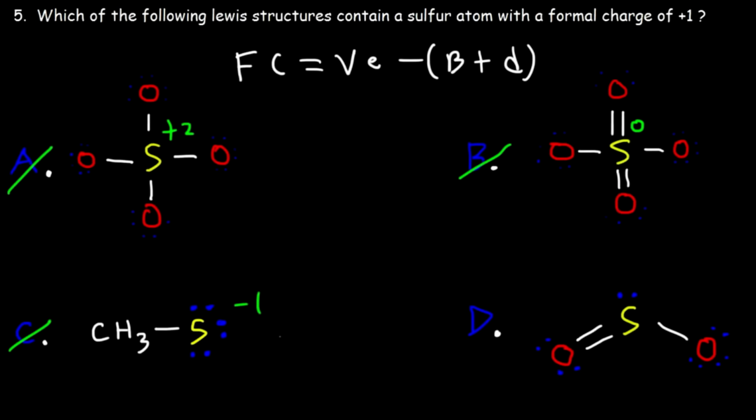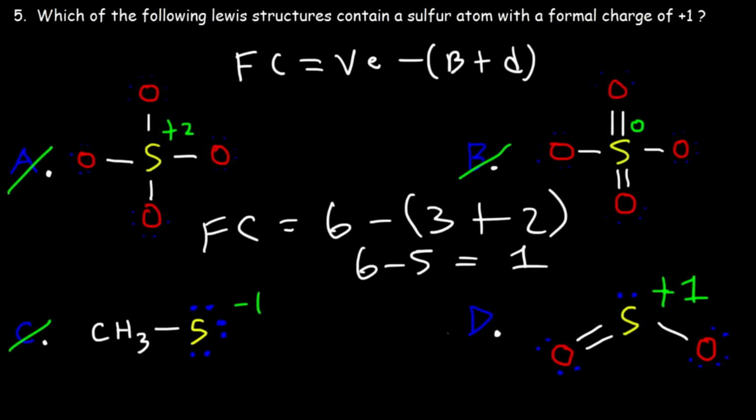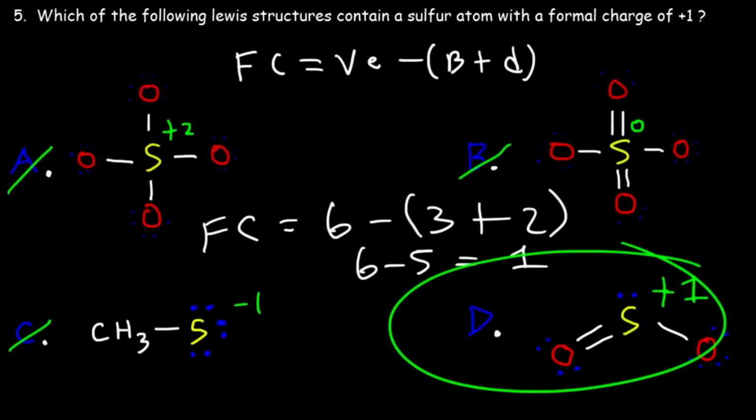So D has to be the answer, but let's go ahead and use the formula to get the answer. Sulfur has 6 valence electrons. In this structure, it has 1 bond plus 2, so that's 3 bonds in total. And we can see that it has 2 dots, or 1 lone pair. 3 plus 2 is 5. 6 minus 5 is 1. And so that's the formal charge of sulfur in answer choice D. So D is the answer. That's what we're looking for.